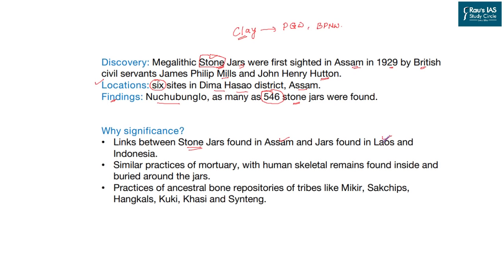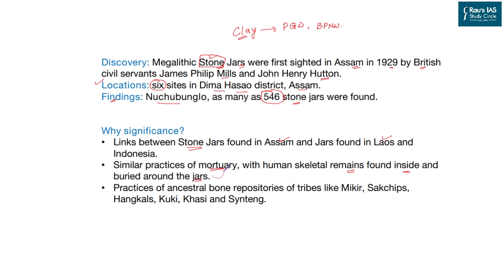So, the same kind of technology and design were used, which proves that some kind of cultural relations existed between these two areas. The second significance is that similar mortuary practices, that is, related to dead people, were found, where human skeleton remains were found inside and buried around the jars.